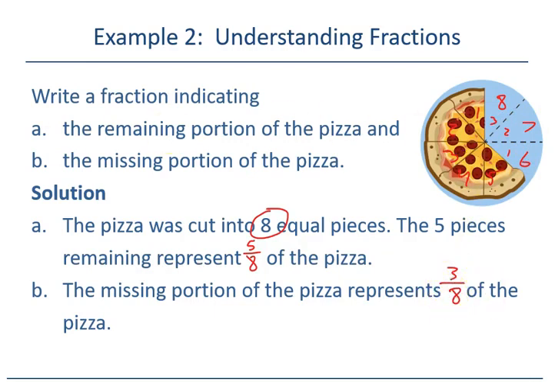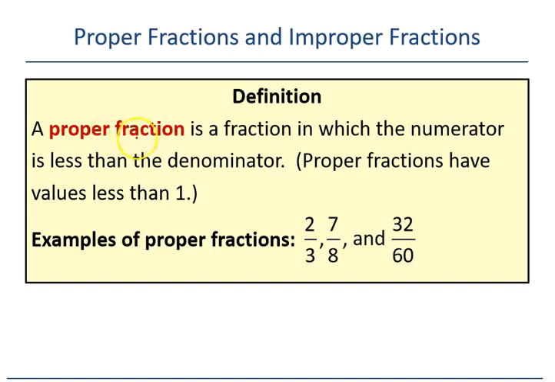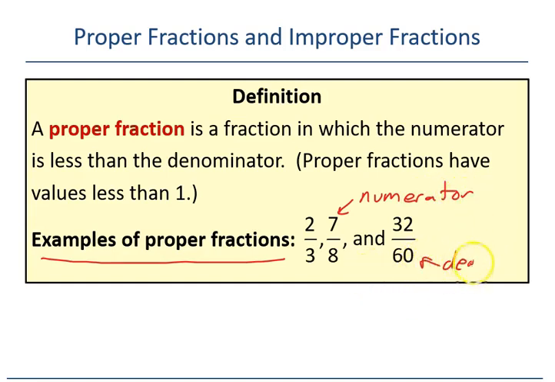So, a proper fraction is a fraction in which the numerator is less than the denominator. Proper fractions have a value less than 1. These are all examples right here of proper fractions. Notice the numerator, this part is the numerator, is smaller than the denominator. We'll call this right here the denominator. Proper fractions are always smaller on top than they are on the bottom.